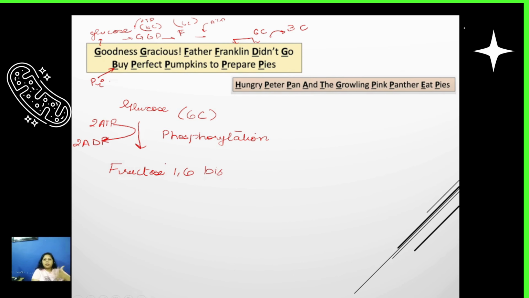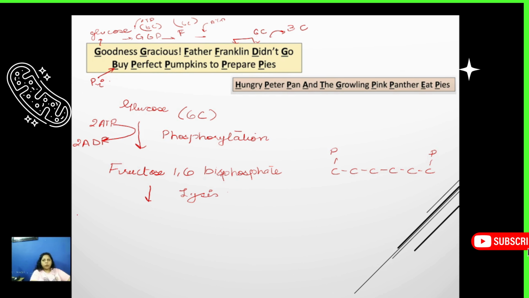What is the meaning of 1,6? It means that a phosphate group is attached to carbon number 1 and carbon number 6. If we make carbons like this, carbon, carbon, carbon, one phosphorus is attached here and one here. That's why it is known as fructose 1,6 bisphosphate. Then it breaks down. It's a lysis. So it makes glyceraldehyde 3 phosphate.